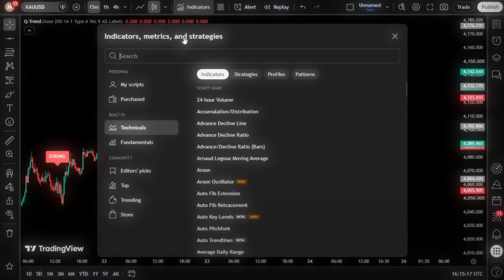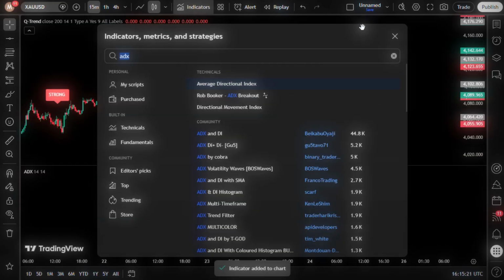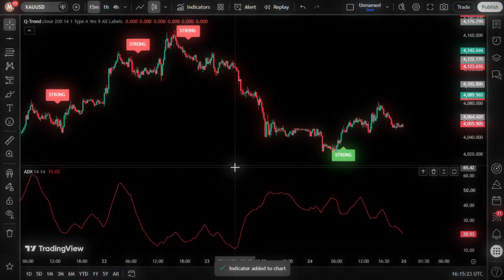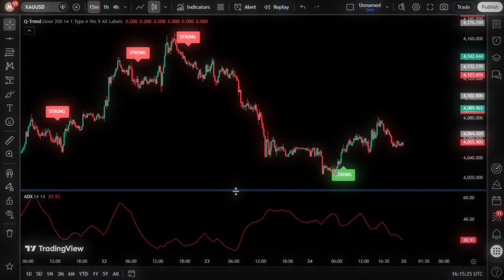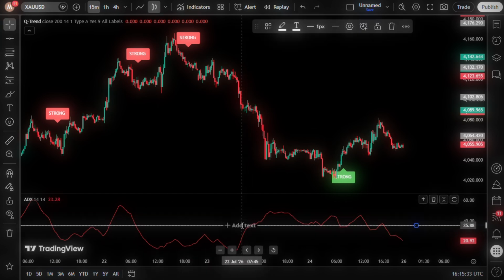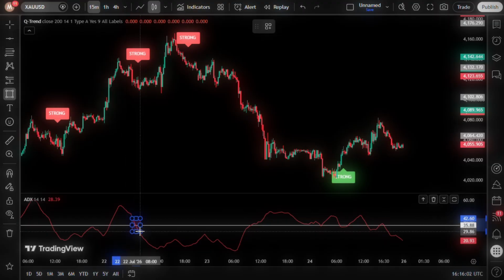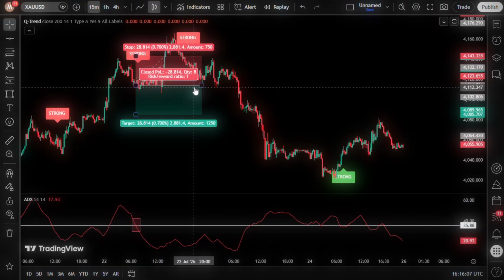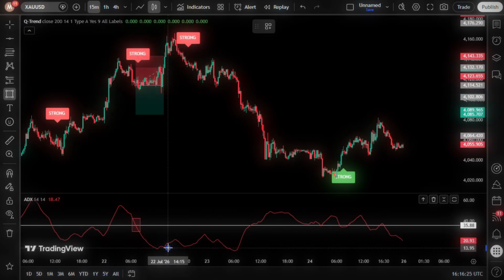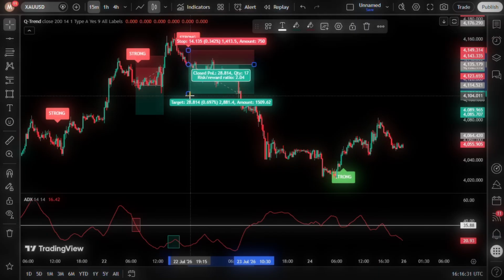Go back to Indicators and search for ADX. That stands for Average Directional Index. Add it. Now, normally traders use ADX to measure trend strength, but we are going to use it in a different way. Add a horizontal line at the 35 level. Here is the rule. When the ADX line is above 35, we ignore the signal completely. We only take a trade when we get a strong signal, and the ADX line is below 35. That is it. This one filter removes almost every bad trade that slips through.